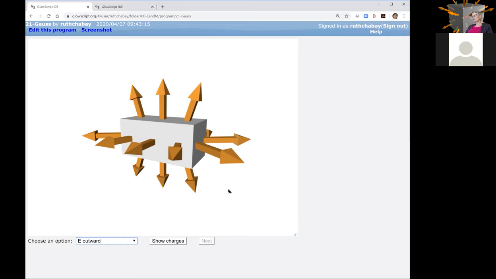Now, the question is, can we figure out what's inside the box just from looking at that pattern of electric field on the surface of our mathematically constructed box? So take a minute to think about it, and then type in chat what you think is inside the box.